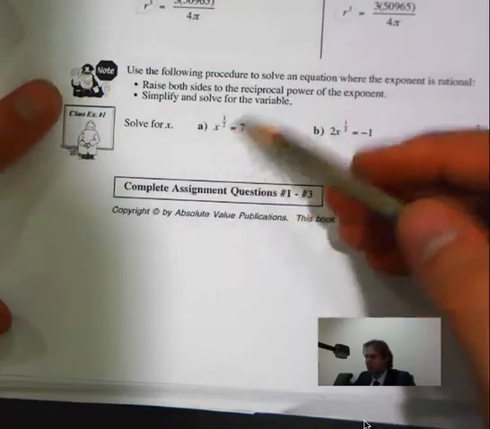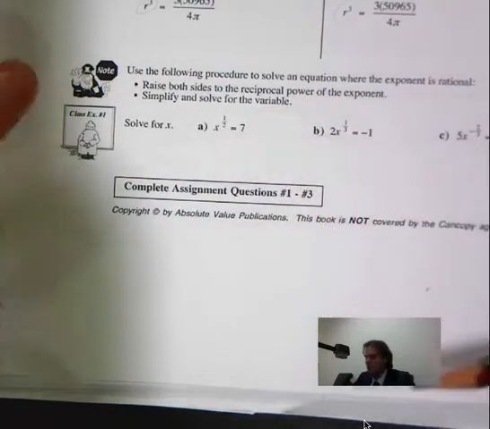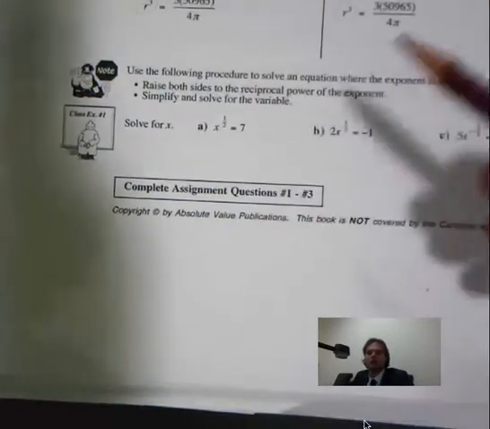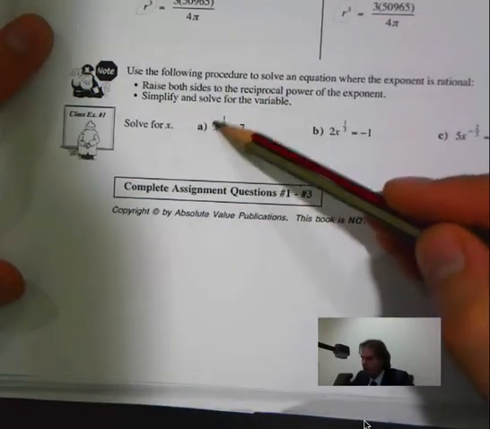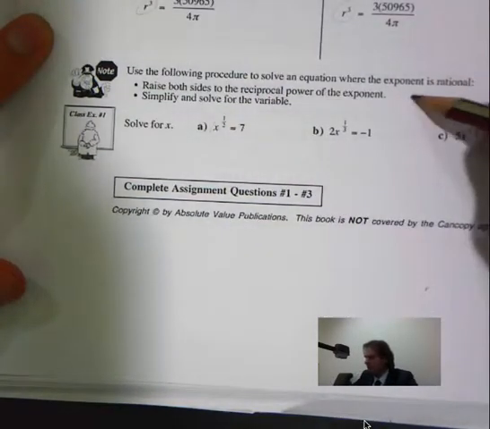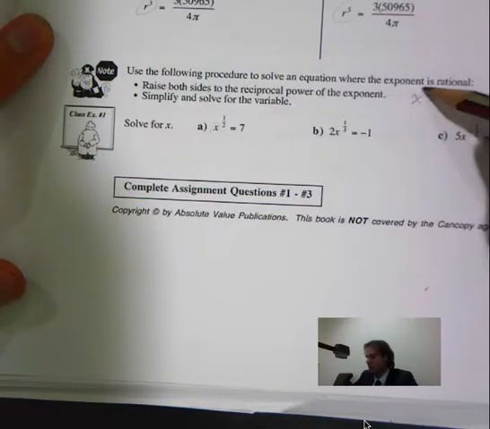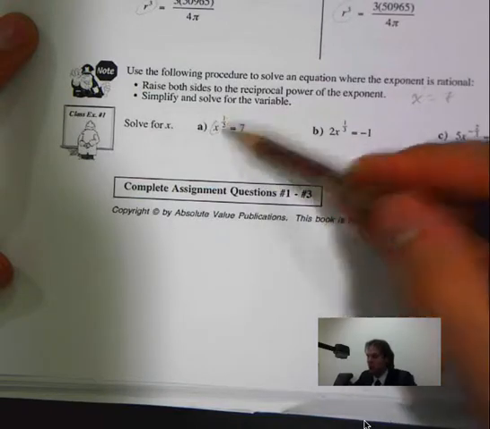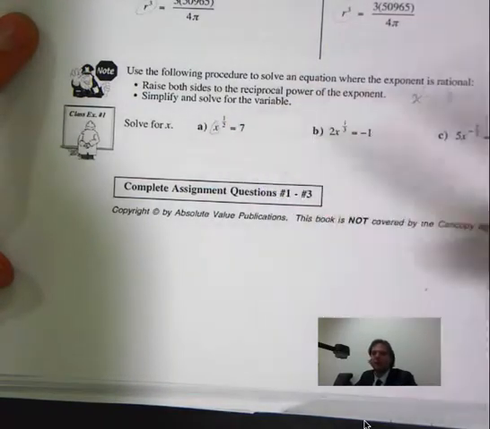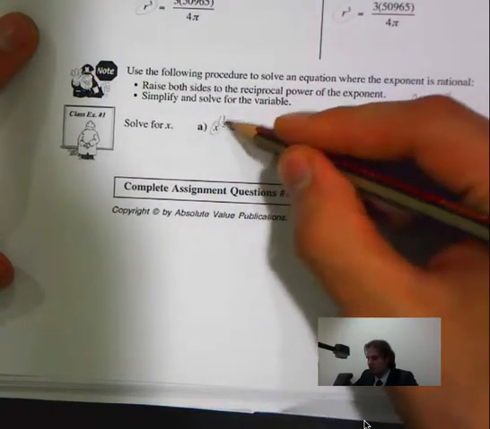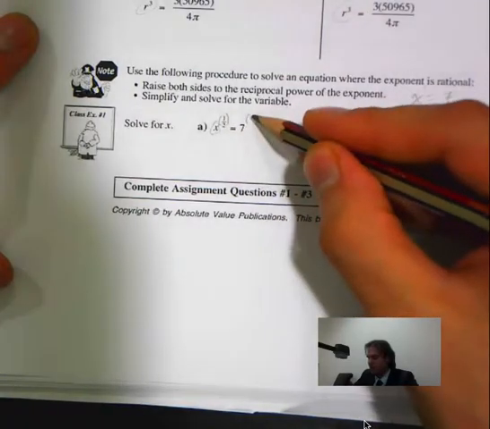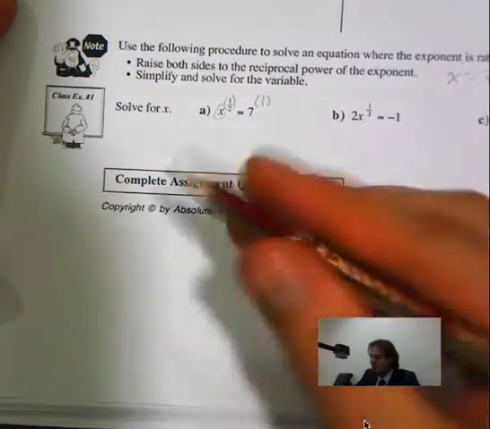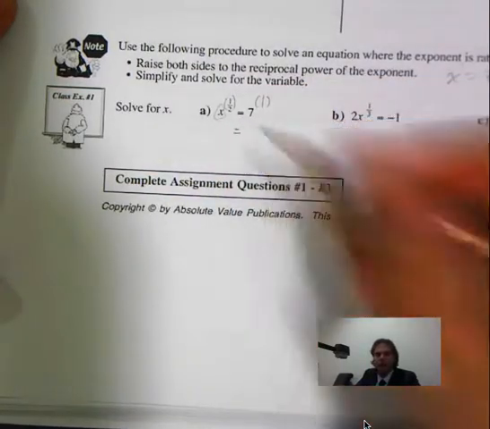So the first example is x to the 1/2 is equal to 7. Now our problem here is we do not like it when our exponent isn't 1. If I said x is equal to 7, anything to the power of 1, that's easy. We always want our exponent to be 1 to solve for x if it's a variable. So what I'm going to do here is put both of these into equivalent exponents.